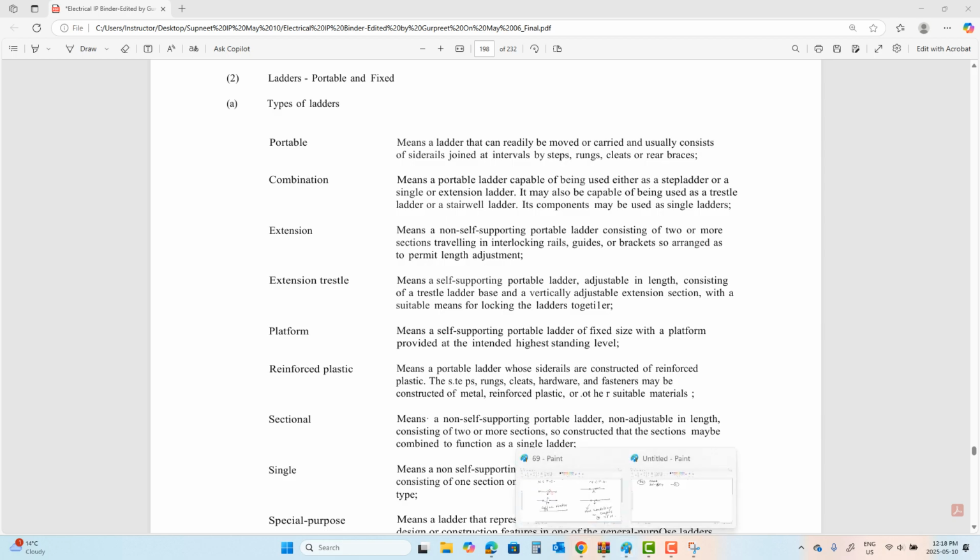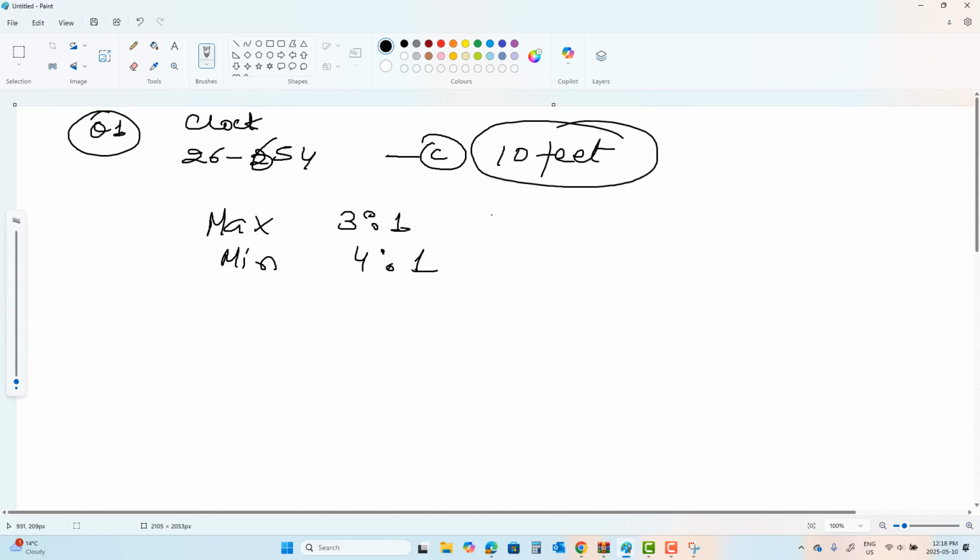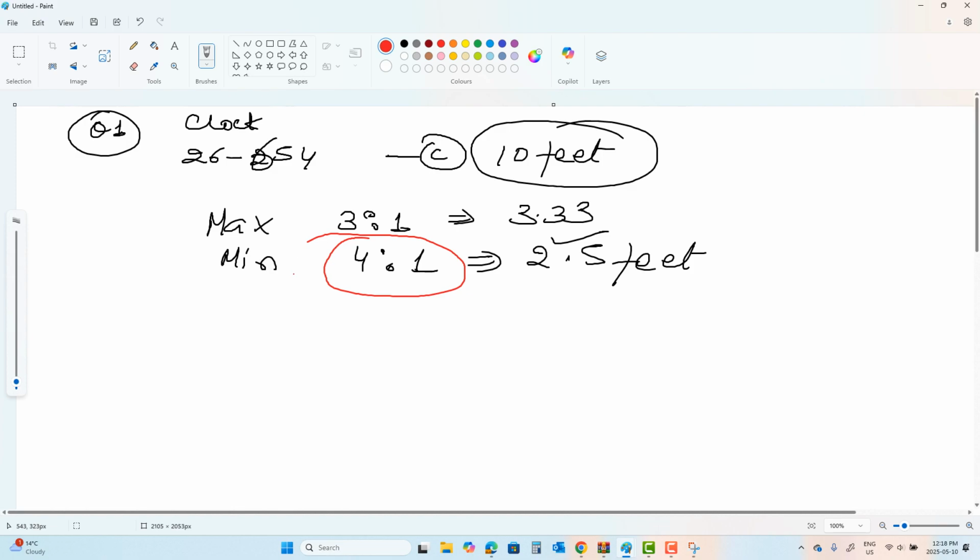The way you want to do this math is maximum and minimum. What could be the maximum distance? It's always 3 to 1. What will be the minimum distance? 4 to 1. So if you have a 10-foot ladder, the maximum is 3.33 feet and the minimum is 2.5 feet. Anything in between is acceptable. If he doesn't ask for maximum or minimum, always choose the 4 to 1 ratio.